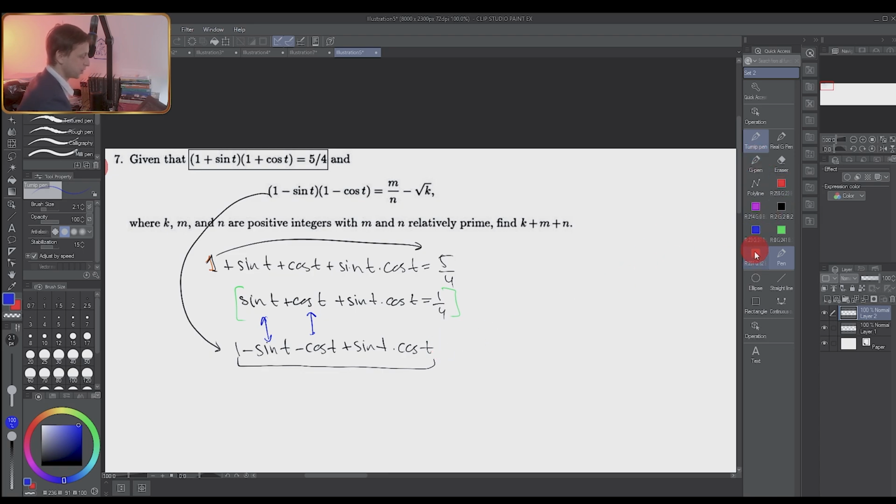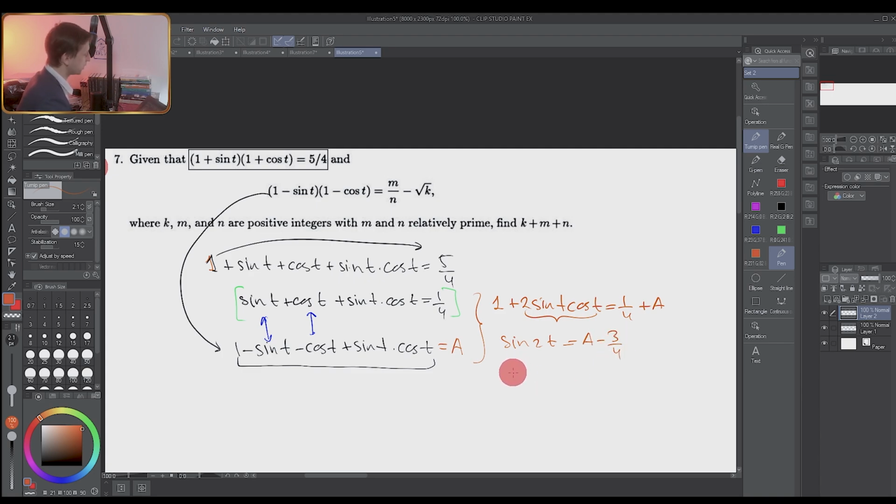So we should introduce some variable here, a, that is the value of this expression. And if we add them up, what do we have? Sine and cosine cancel out, and on the left side you will have 1 plus 2 sine t cosine t, and on the right side you have 1 over 4 plus a. And this one, of course, you recognize as the formula for sine of 2t. And you get the equation sine of 2t equals a minus 3 over 4.